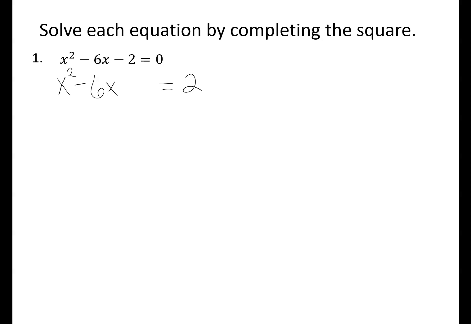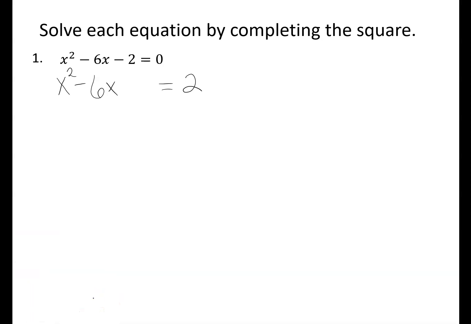Okay, so step 1, move the constant to the right side, or the other side. It may not always be the right side. Step 2 says divide by the coefficient of x squared if it is not 1. So you look at your x squared term. If you do not see a number in front of it, it is a 1. Therefore, you can skip step 2. Step 3, that's where the formula comes in.